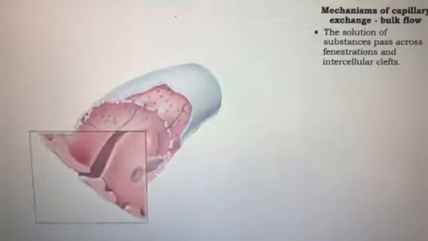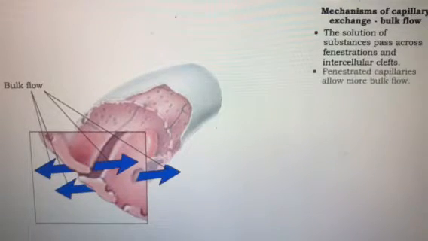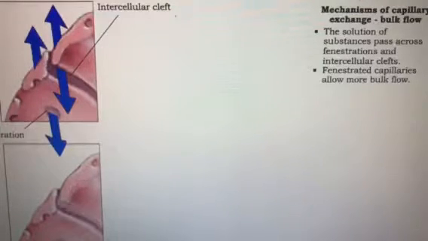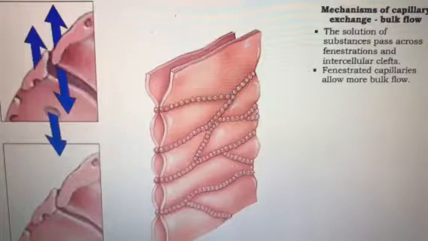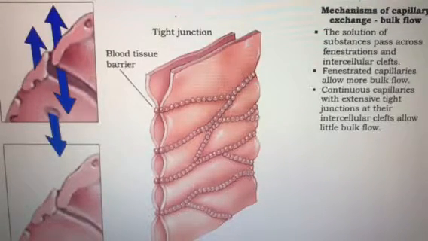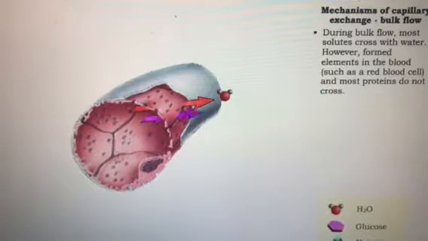Substances in the flow move in unison across fenestrations and intercellular clefts. Fenestrated capillaries allow more bulk flow than continuous capillaries. Tight junctions at the intercellular clefts of continuous capillaries allow little bulk flow. Most solutes can cross with water.